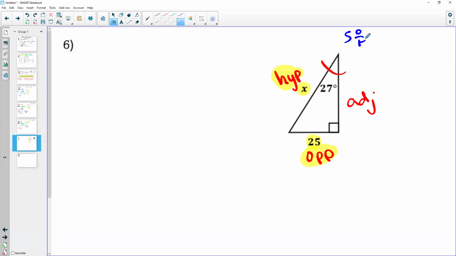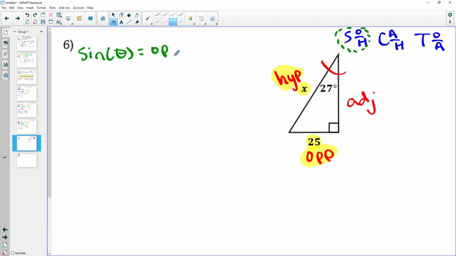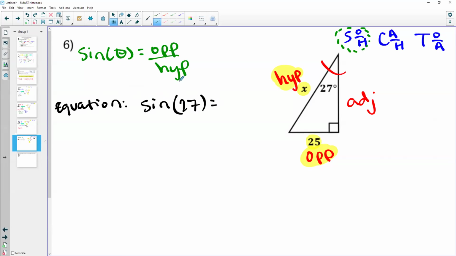So let's write down the ratios we're working with. Sine is opposite over hypotenuse. Cosine is adjacent over hypotenuse. Tangent is opposite over adjacent. What we're working with here is opposite and hypotenuse, so we're working with sine again. Sine of theta is equal to opposite over hypotenuse. Plugging our values in, sine of theta, where theta is our angle of perspective, 27, is equal to opposite over hypotenuse, which is 25 over x. So there's our equation.